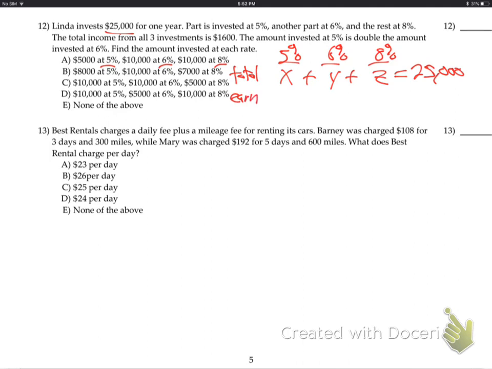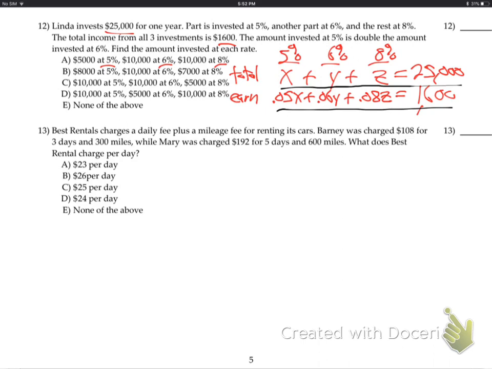And then you have what they earn. The earnings will always have the percentages. So 0.05x, 0.06y, and 0.08z. That's what they actually earn, at 5%, 6%, and 8%. Oh, and that total was 1,600, wasn't it? That was the earnings. And then finally, the third equation, which is always the most tricky. So do you see that? The total is x plus y plus z. The earnings always have the percentages involved, because that's how you earn a percentage of the investment.